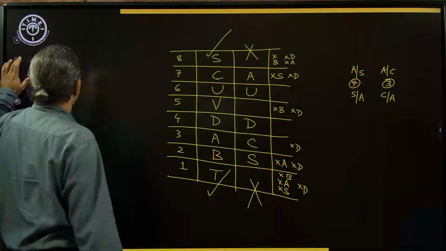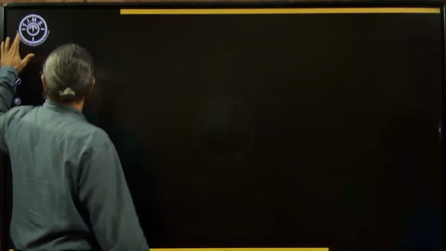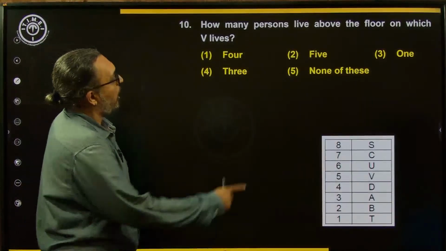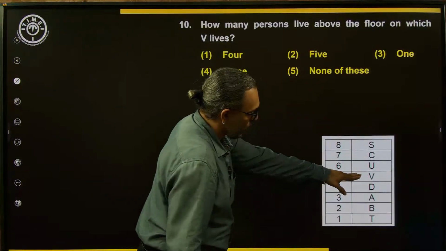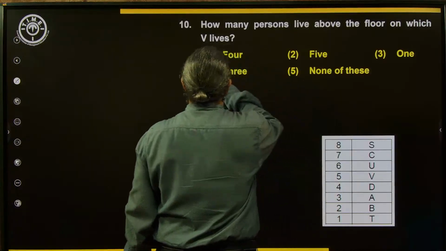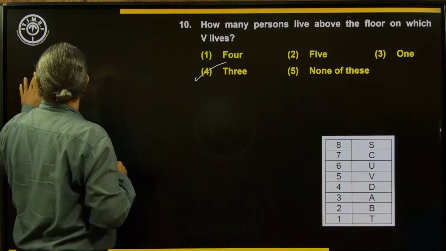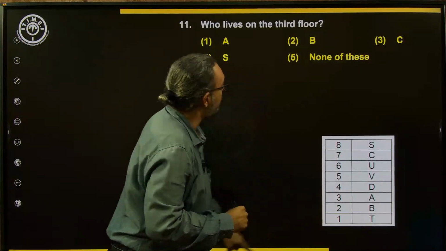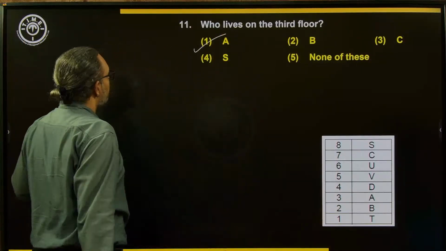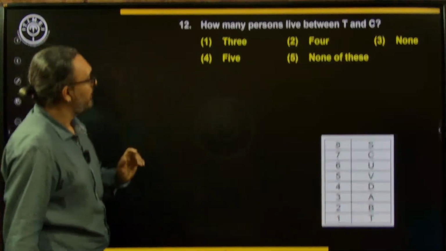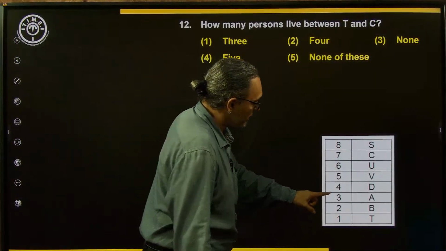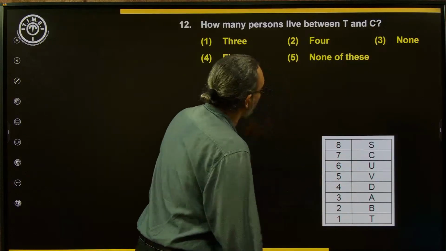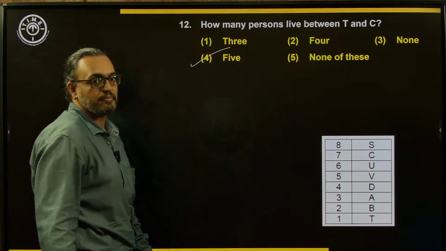Right. Now coming to the questions. Now, how many persons live above the floor on which V lives? So above V, how many are there? 3. And that's available in choice 4. Then who lives on the third floor? So who is on the third floor? It is A, first option. Correct? Then how many persons live between T and C? Okay, between T and C, you have 1, 2, 3, 4, 5 people. And that's available in the fourth option.